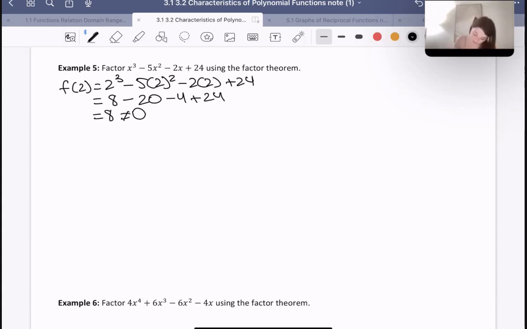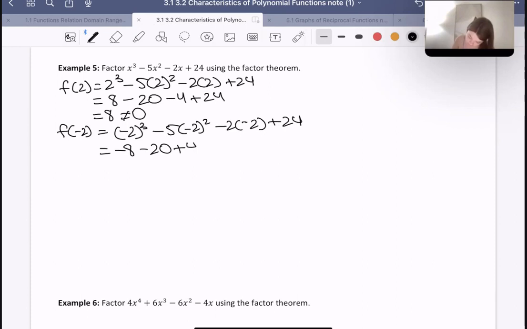Now, what about f of minus 2? Is x plus 2 a factor? Now we have negative 2 cubed minus 5 times negative 2 squared minus 2 times minus 2 plus 24, plus 4 plus 24. Oh, and this will be 0. So therefore, we do have a factor. So x plus 2 is a factor. Now that we know it's a factor, we can use our long division method to solve this.